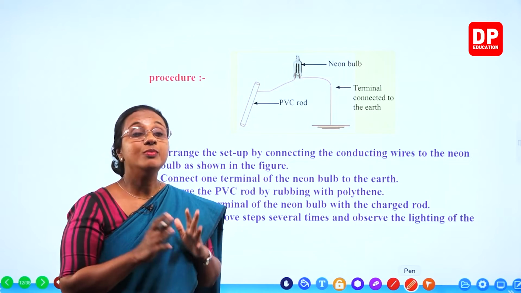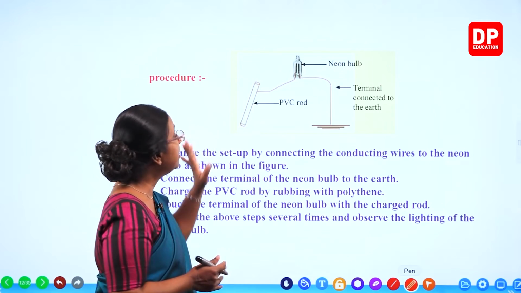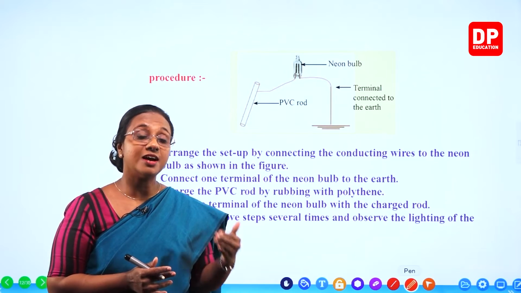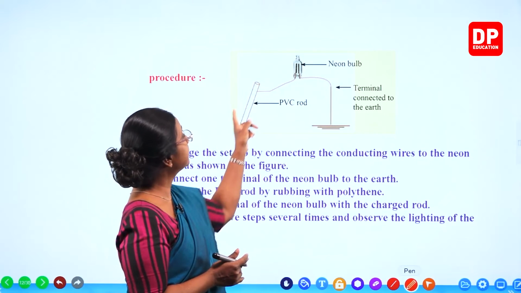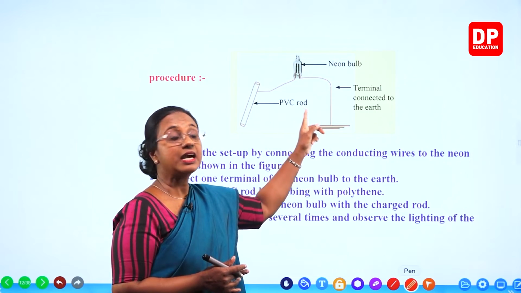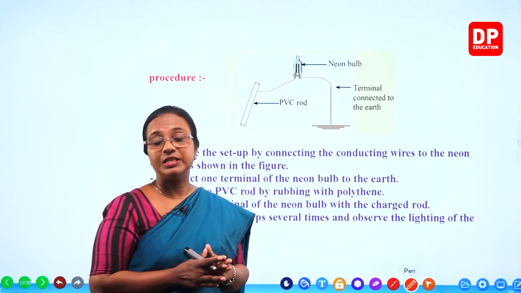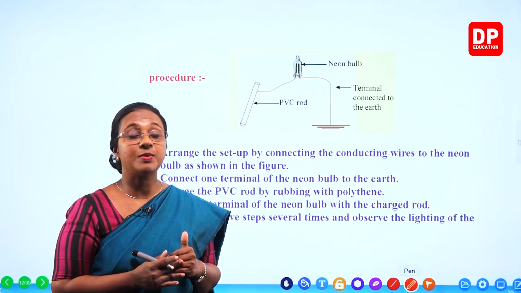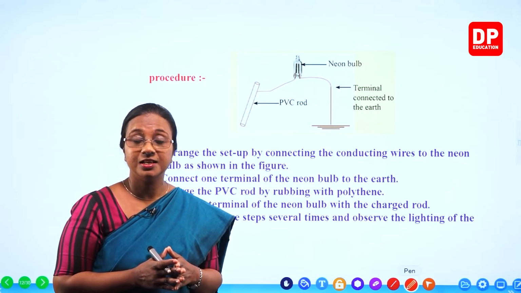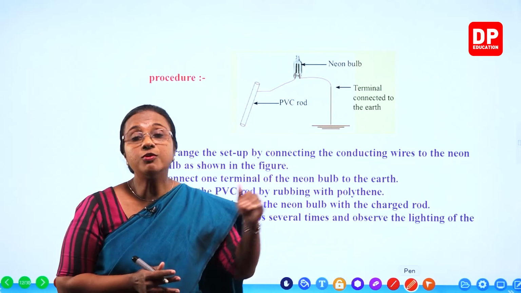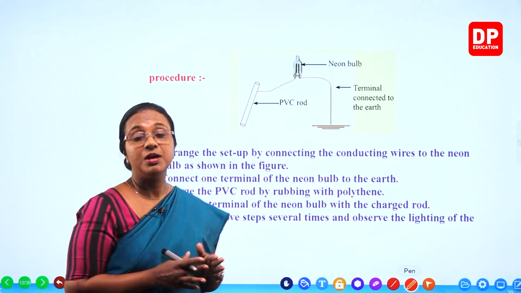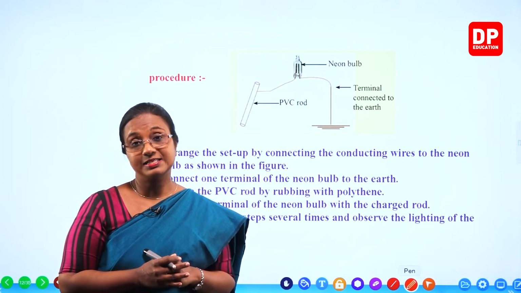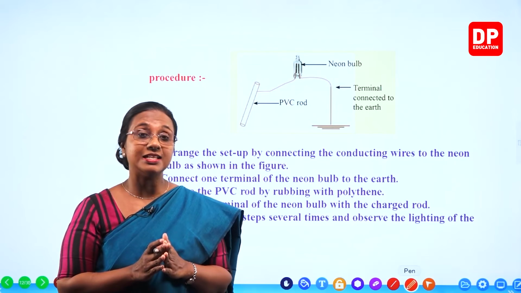So from that, you will be able to understand that when we rub the PVC rod with polythene, static electricity or electrostatic charges are generated, and when that is connected to this path, the conducting wires, bulb, and connected to the earth, the charges flow. That flow of charges is what we call current electricity. So the electrostatic charges flow through the conducting wires and the bulb to the earth, making current electricity. So the two instances. I am sure you all can understand the concept.